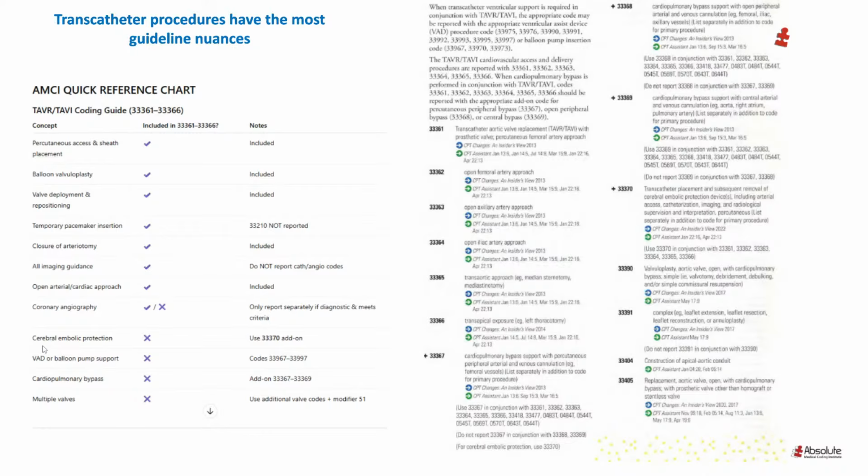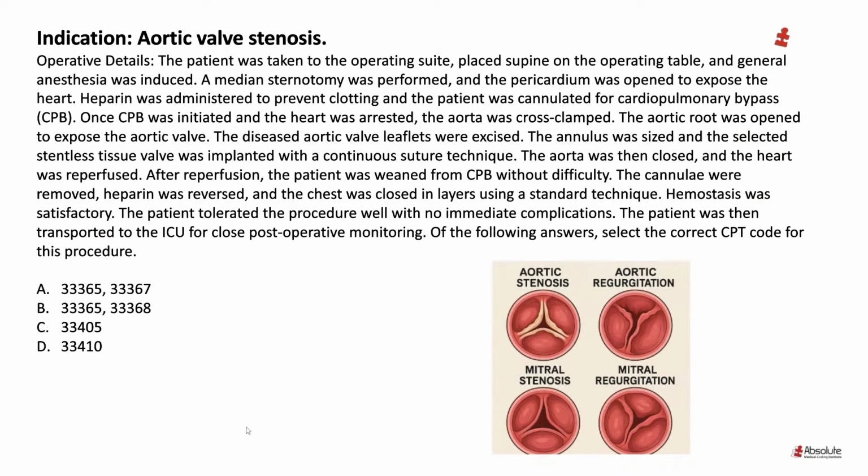Also, your cerebral embolic protection is not bundled. You have to code that additionally. Your VAD or balloon pump support, you code it additionally. Cardiopulmonary bypass, you code it additionally because there's an add-on code. And for multiple valves, you use the additional codes as well as modifier 51. So these are general guidelines when you're coding for valves, and specifically within the catheter. If you have any questions, go ahead and type in the chat.